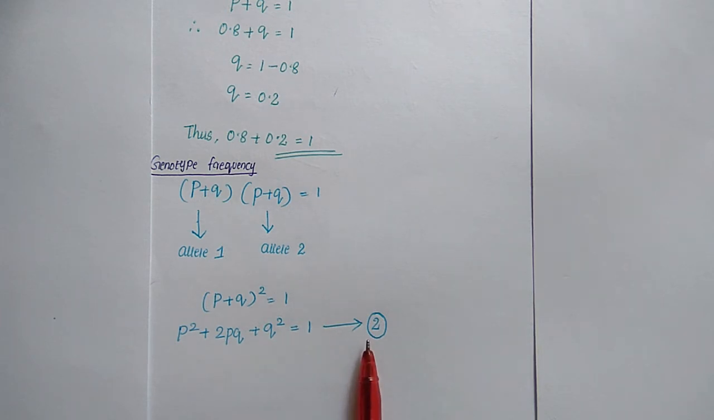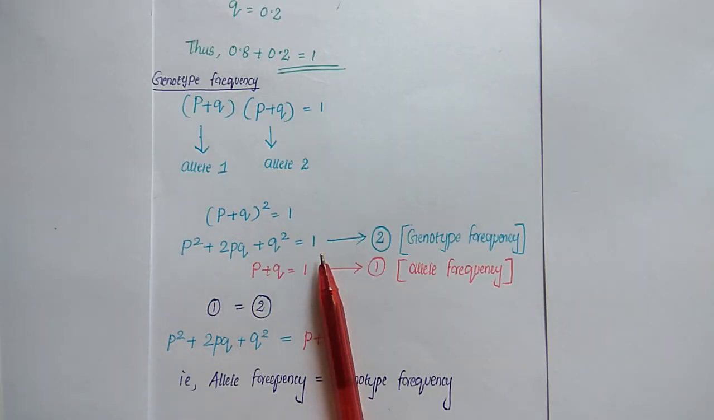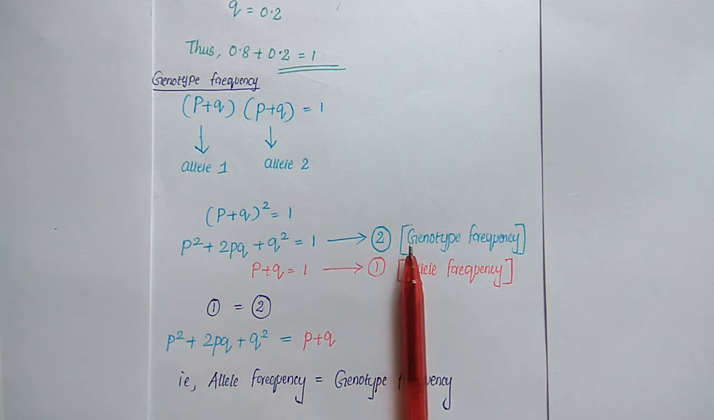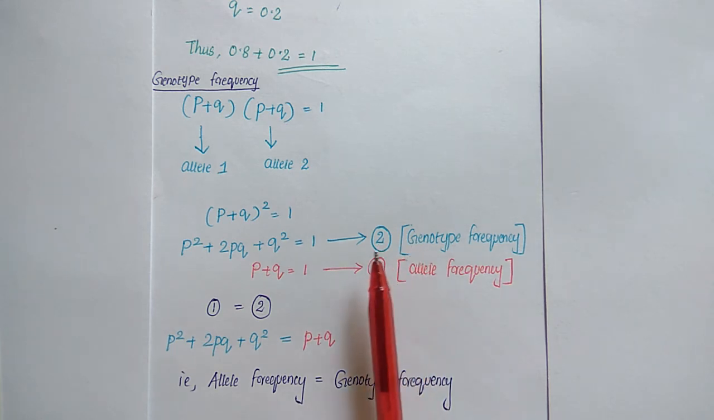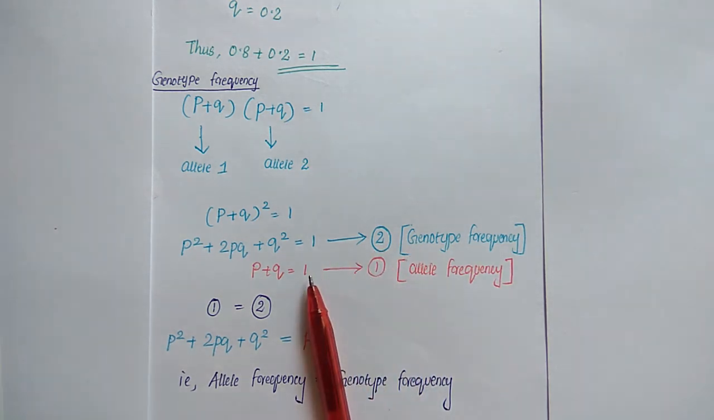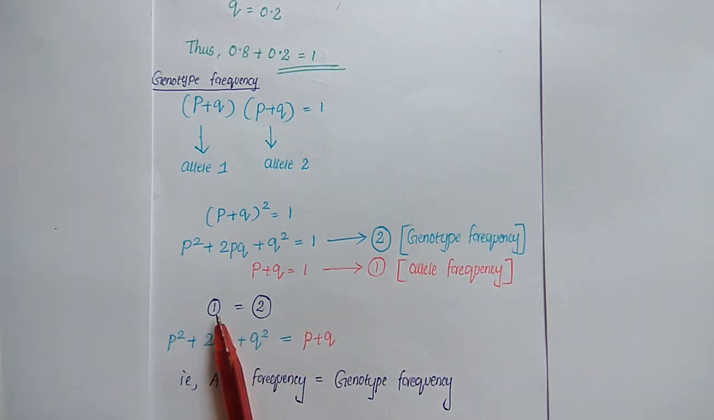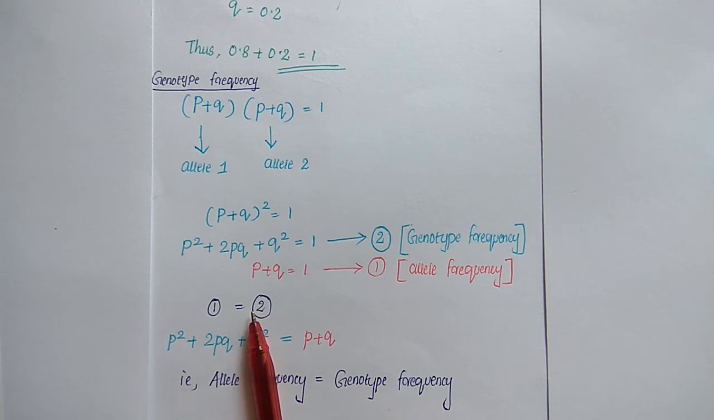It is also a Hardy-Weinberg equilibrium equation. Here P square plus 2PQ plus Q square is equal to 1. This second equation shows the genotype frequency, and the first equation, P plus Q is equal to 1, shows the allelic frequency. Now equating equation 1 and equation 2, we get P square plus 2PQ plus Q square is equal to P plus Q, that is, allelic frequency is equal to genotype frequency.